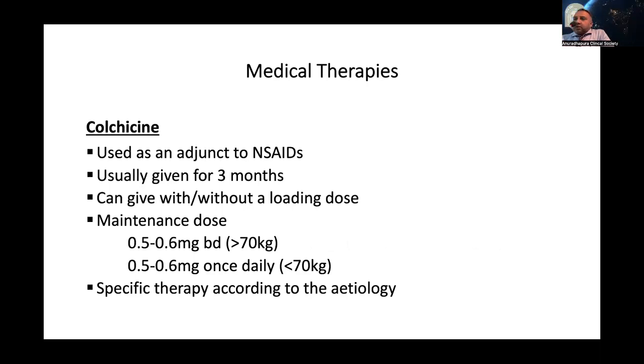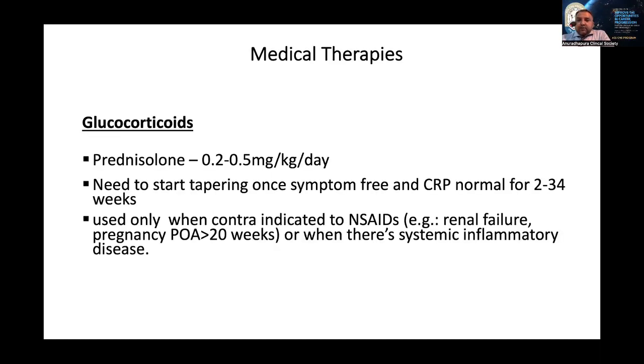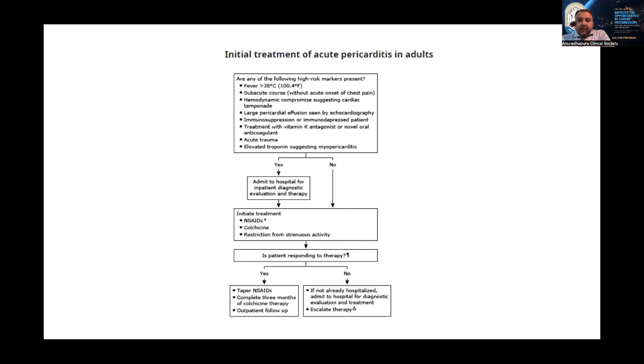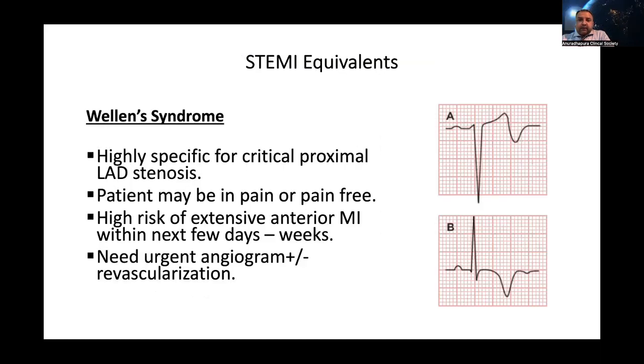So this is about colchicine. In addition to NSAIDs, you give it for at least 3 months. You can go for a dose of 0.5 to 0.6 milligram if the patient is more than 70 kilos; if less, you can give a once daily dose. Steroids, as I mentioned, are mainly considered for those who are resistant to NSAIDs and colchicine. So this is the algorithm we can follow.